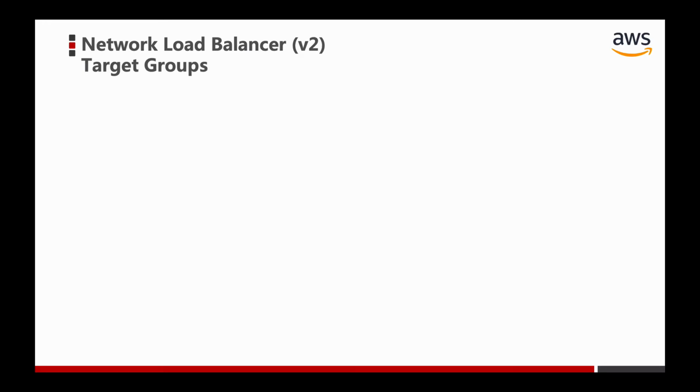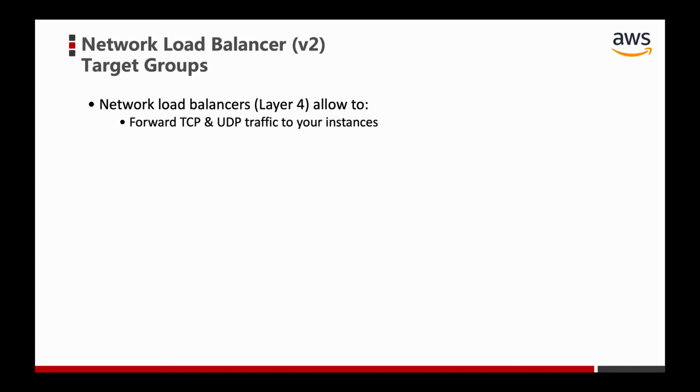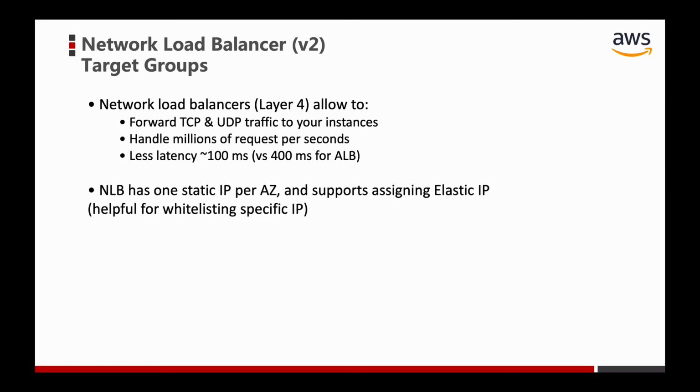So in this course, I will talk about the network load balancer, which is also called NLB for short. NLB is a layer 4 load balancer, which allows you to forward TCP and UDP traffic to your instances. It handles millions of requests per second, with less latency, usually 100 milliseconds, compared to 400 milliseconds for ALB. NLB has one static IP per AZ and supports assigning an Elastic IP, which is very helpful for whitelisting a specific IP.